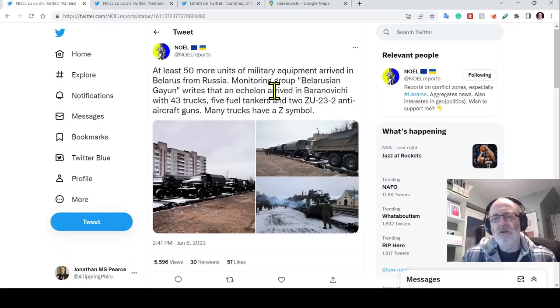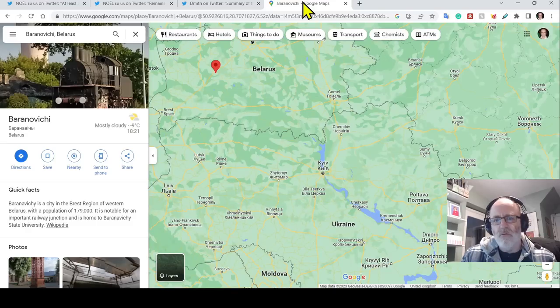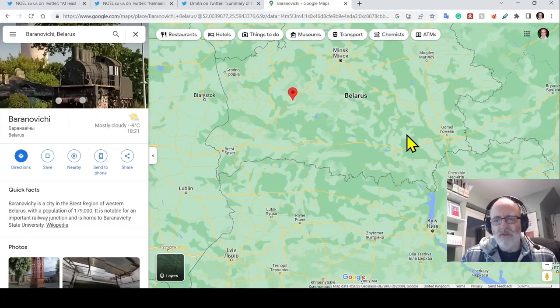At least 50 more units and military equipment have arrived in Belarus from Russia. Monitoring group Belarusian Guardian writes that an echelon arrived in Baranovichi with 43 trucks, 5 fuel tankers, and 2 ZU-23-2 anti-aircraft guns. Many trucks have the Z symbol. Okay, this is interesting. This has happened a number of times in Belarus over the last month or so. Russia is sending in a bunch of equipment to Belarus. Why? What's going on here?